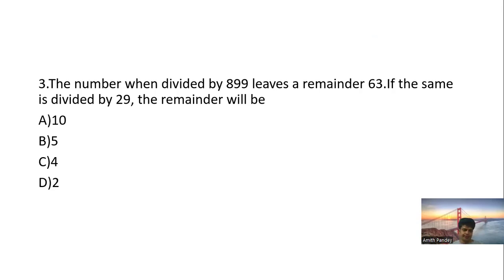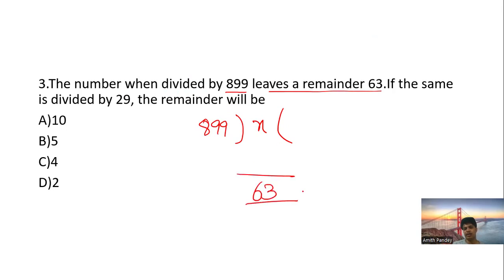Fine. So hope you are able to solve this. If not, no worries. Let me help you. So always try to read the question. The number when divided by 899 leaves a remainder 63. Fine. So there is a number. We don't know what that number is. If I try to divide that number by 899, it is going to leave the remainder 63. But if the same number is divided by 29, what will be the remainder they are asking?